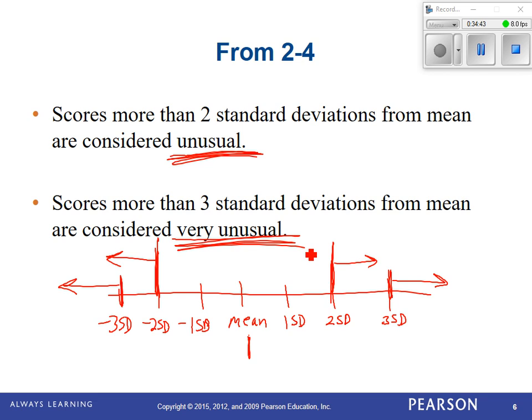So again, we're talking about positions of different pieces of data. So for data to fall in either of those 2 positions, it's either unusual or very unusual. So from 2 to 3 here, that data is considered unusual. And from 3 on out, it's considered very unusual.